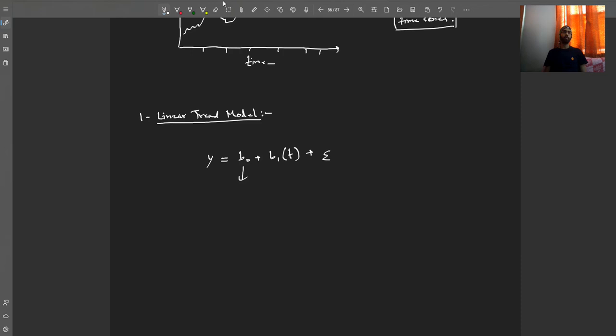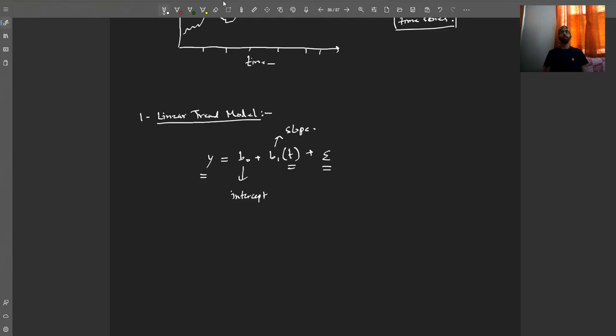Okay, b0 is the intercept, that is the value of y when t is equal to 0, and b1 is the slope. That is, with every change in t, the extent to which y changes. The higher the slope, the higher the extent of change with every change of t, right? And the error obviously is that part of y which is not explained either by the intercept or by the slope or by the time period, right? We have learned something like this in linear regression also. Here the only thing is the independent variable is time or the time period.